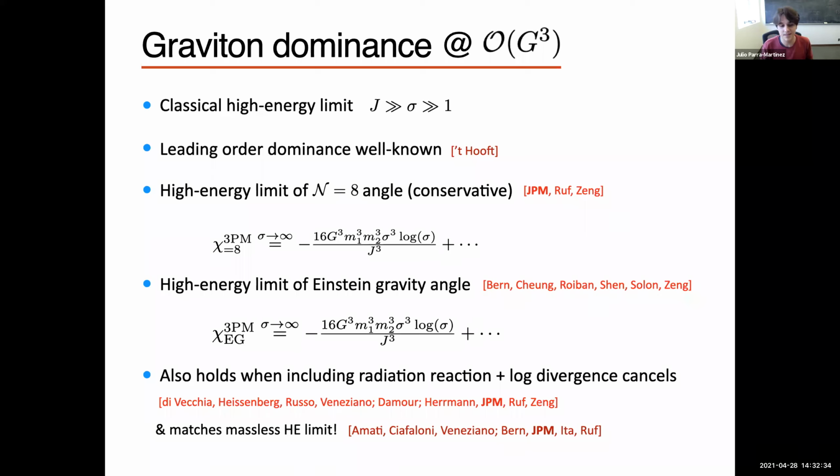So we've computed these things, at least in the massless case, for all supergravities with n greater than or equal to 4, as well as from first principles in GR, and we find that the angle is the same at high energies for all of these theories. So this is unexplained so far. We don't understand why.